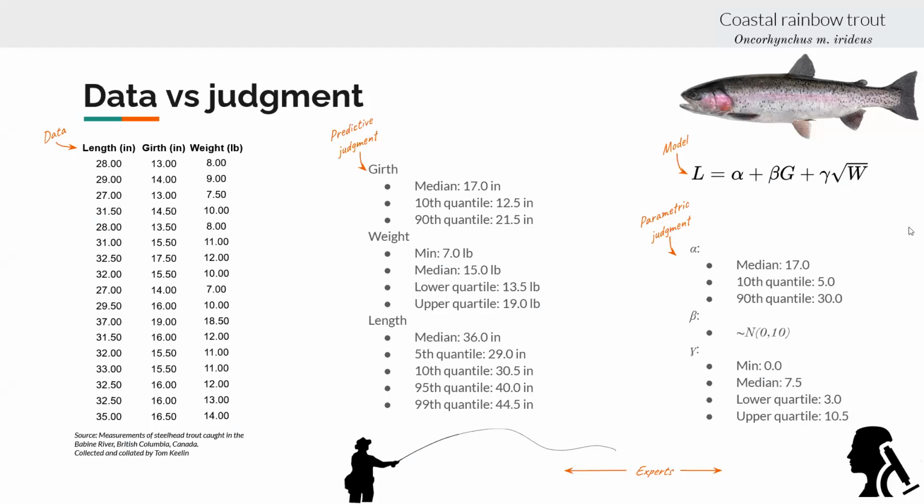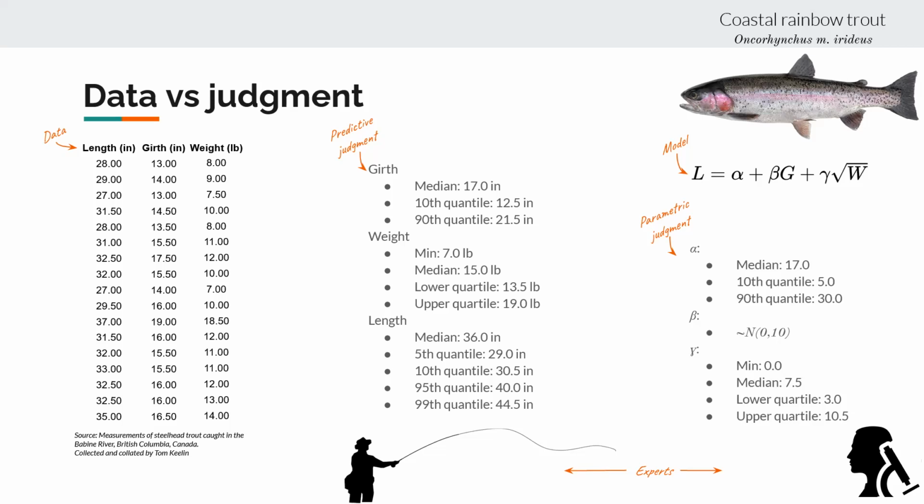So what I'm going to talk about today is a situation like this. Let's say we have some data about the measurement of this beautiful rainbow trout from Canada. And the fisherman has collected the data: the length and girth, which is how thick the fish is, and the weight of it. And this is a sample from the data set that a particular fisherman has collected in Canada. This is the data, and we know how to work with it.